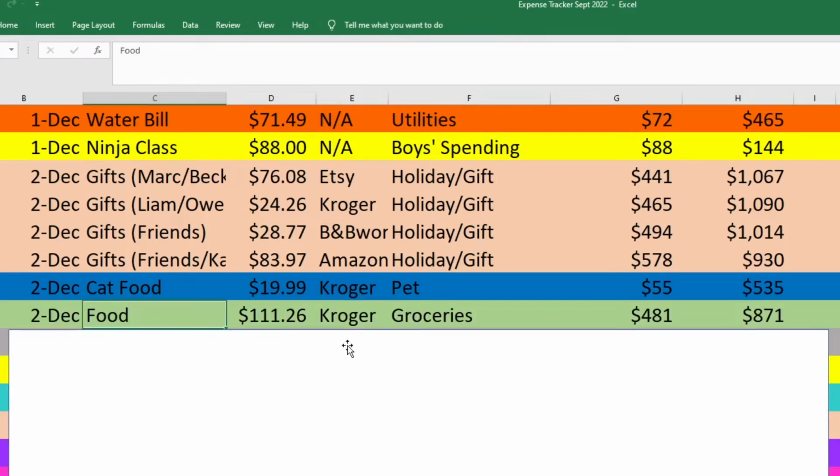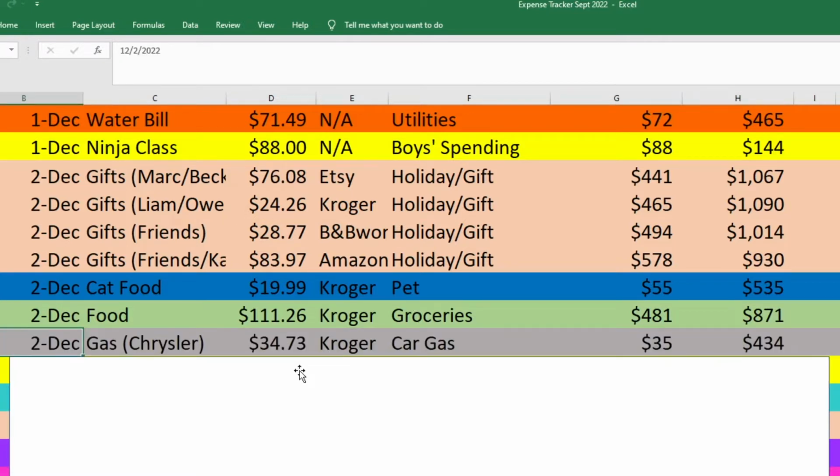And then also at Kroger, I bought food. That was what I went there for. This was the second part of that grocery haul that I linked earlier. I had two different days because I went to Costco one day and Kroger the next day. On the second day, I spent $111.26 out of our grocery fund. That brought our grocery total to $481, and we have $871 left.